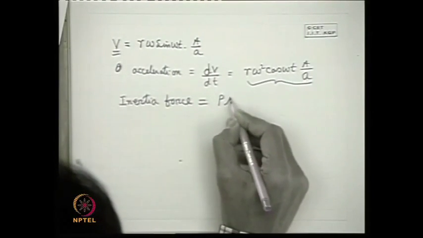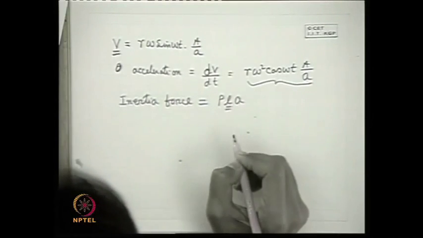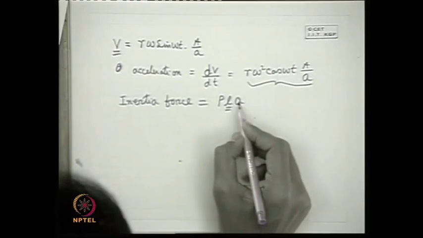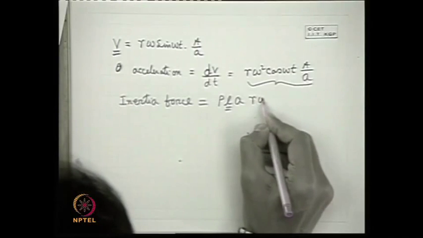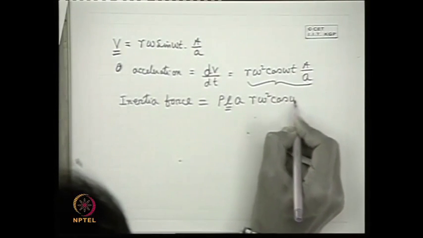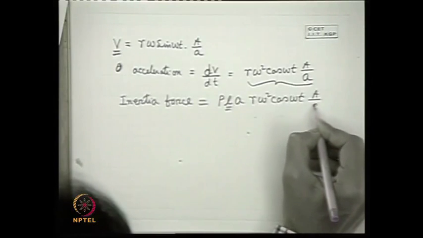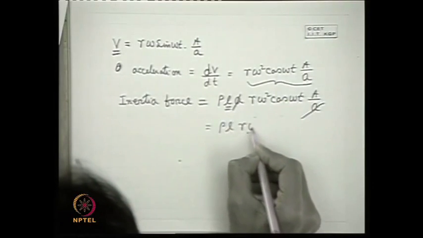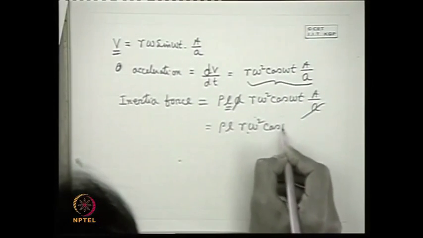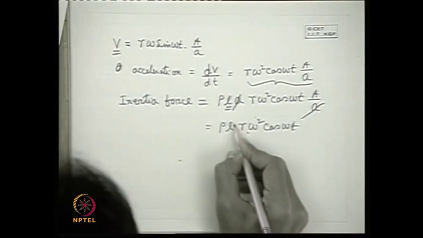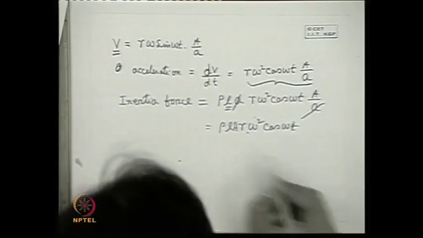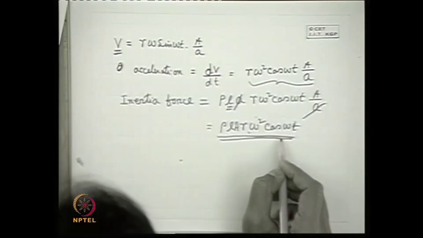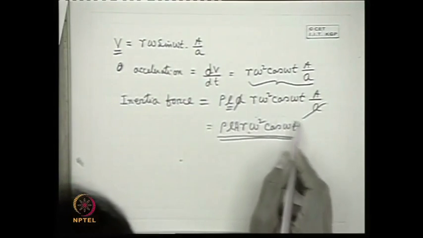So the mass of the liquid column is rho L A, where L is the length of the liquid column, that means the total length of the suction or delivery pipe, and A is the corresponding cross-sectional area, times R omega square cos omega t. A very simple analysis here, A by A, so A cancels. Taking A here, the force is rho L A R omega square cos omega t. So this is the inertia force, the additional force that has to be generated for acceleration of the fluid.